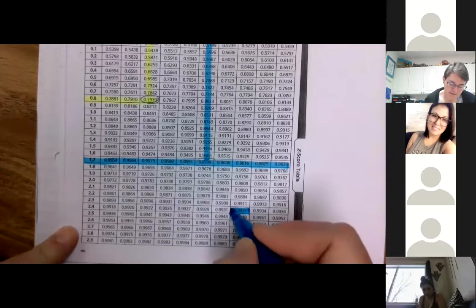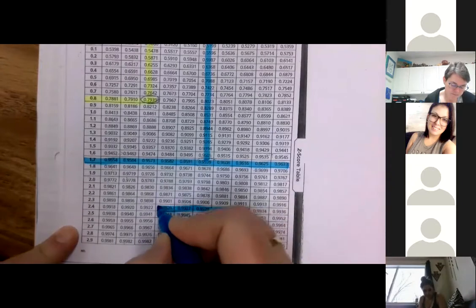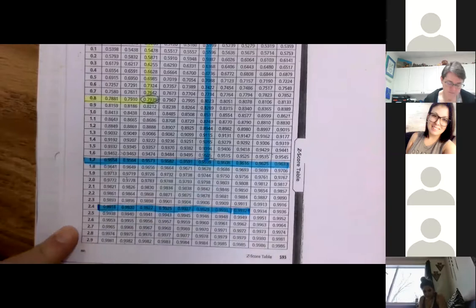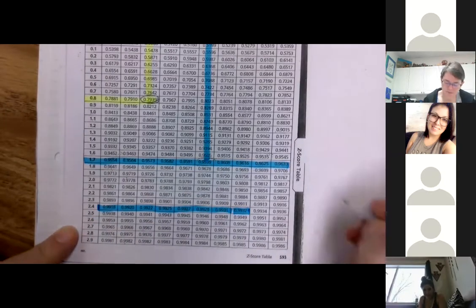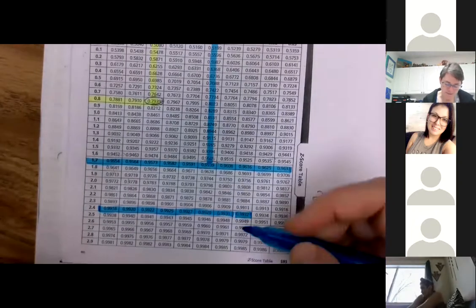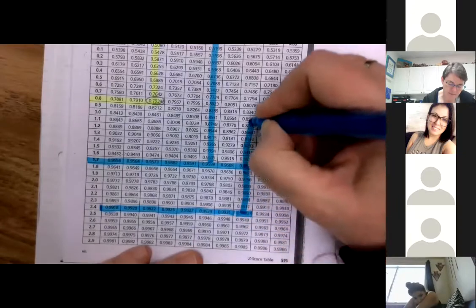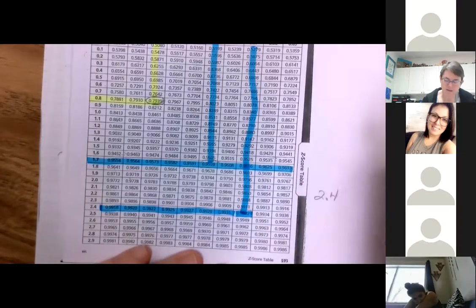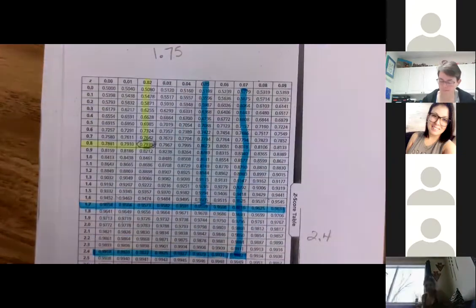Go back. 2.3, 2.4. 2.4. So, and then we have to go up and get the last number. So 2.4.